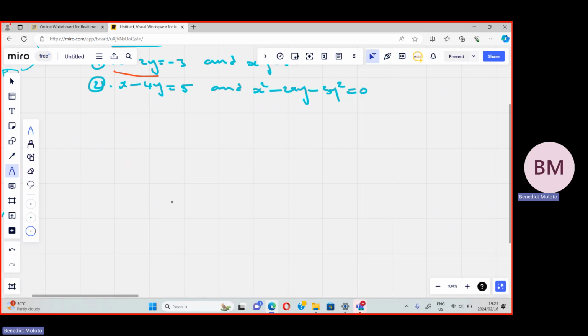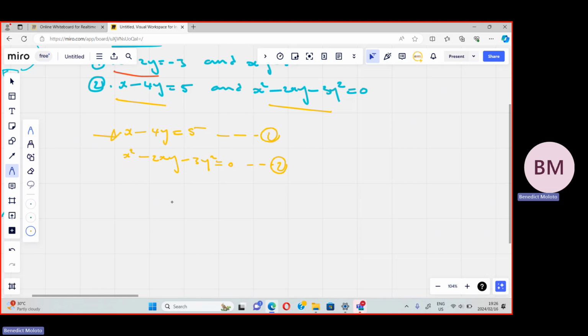Then you're going to set this one as equation 1, this one as equation 2. What's going to happen is x minus 4y equals 5, right? Equation number 1. x squared minus 2xy minus 3y squared is equal to 0. Equation number 2. Remember, it's like that. Then we're going to check an equation that is very simple to make x or y the subject of the formula, which is 1.